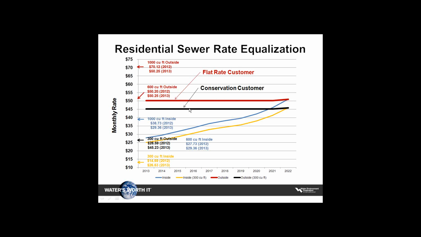We do maintain a conservation credit for our smaller customers, usually our elderly, at $45. So at the end of 9 years, we will have a flat rate system basically based upon the median household income number of the $50 a month customer.